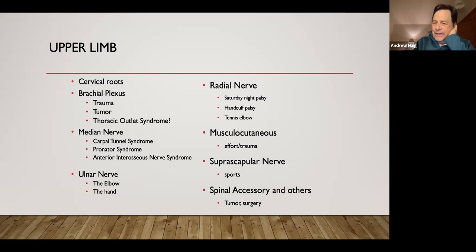The radial nerve is pretty uncommon. The most proximal thing is a Saturday night palsy. I actually saw somebody with this last week for some reason. The lady fell asleep with a lot of alcohol with her arm resting over the side of the bed and hit the radial nerve on the back of the humerus and had a hand drop. She couldn't lift her hand up, and she should get better over time.